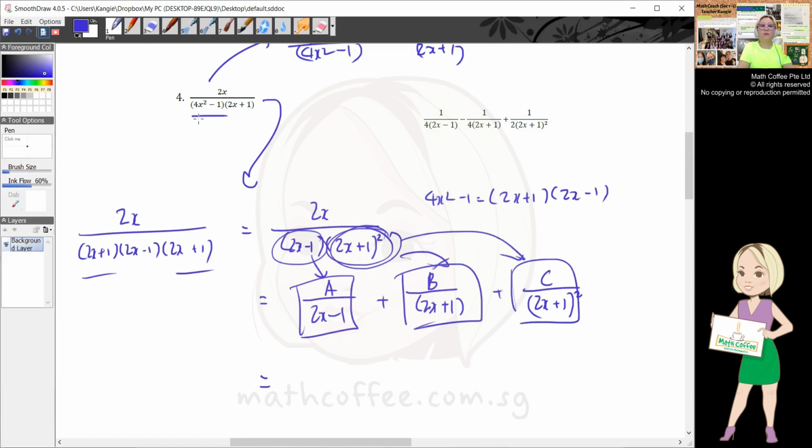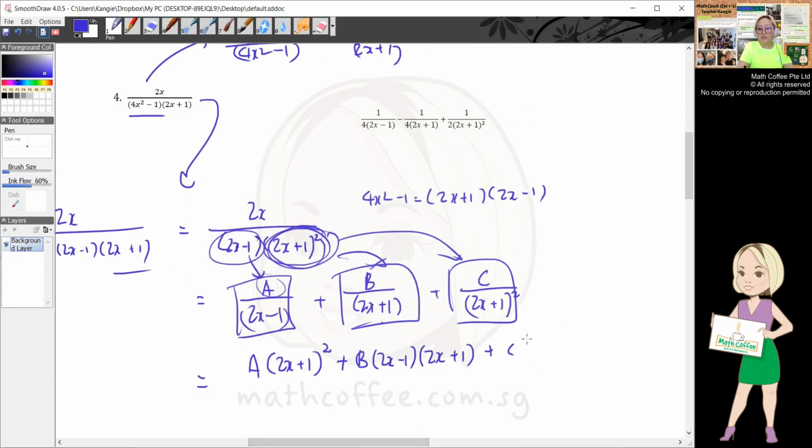So now again, we combine into a single fraction. This a, because this one is 2x minus 1 only, I need to multiply with 2x plus 1 squared. This one, b, will have to multiply with 2x minus 1 as well as 2x plus 1. This c will just need to multiply with 2x minus 1. The whole thing over 2x minus 1, 2x plus 1 squared.